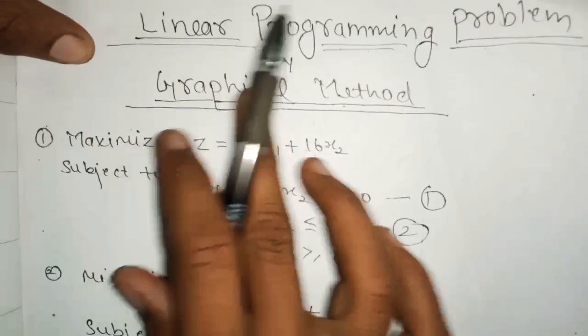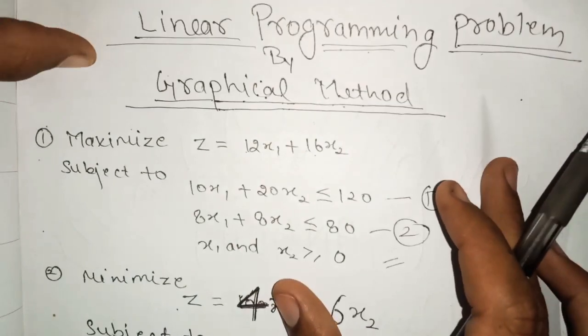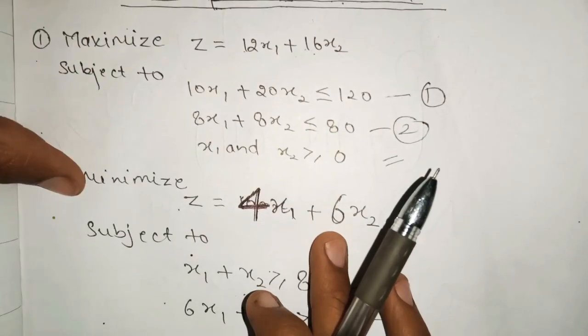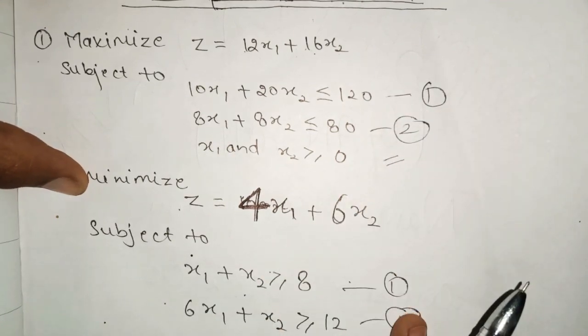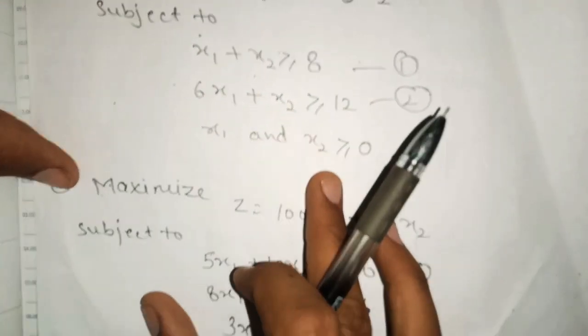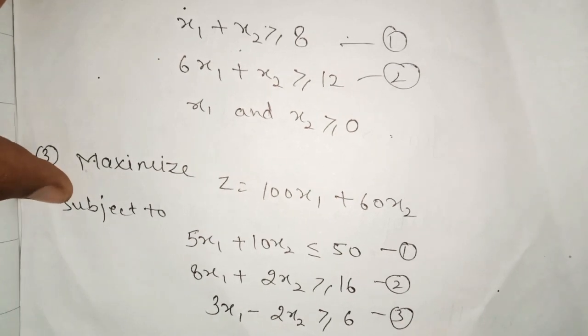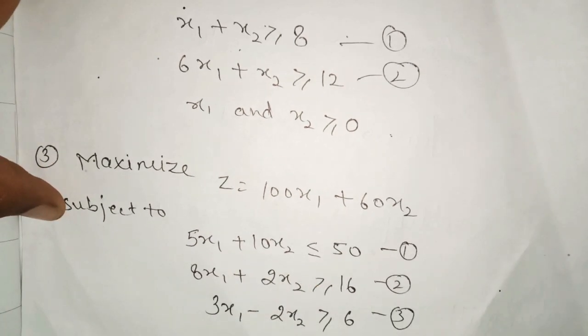So our topic is linear programming problem by graphical method. In the previous videos we explained maximization problem and minimization problem with two constraints, and in this video we explain maximization problem with three constraints. Now let's see the problem of three constraints.